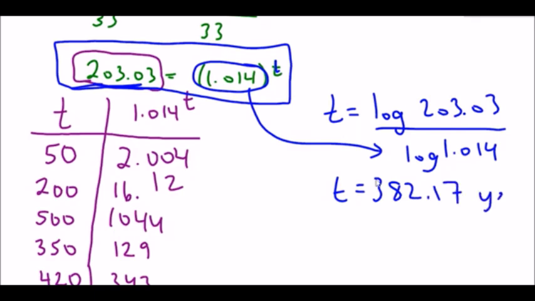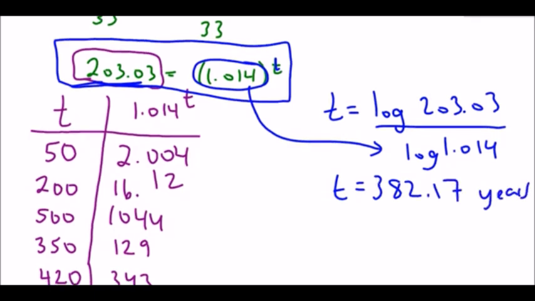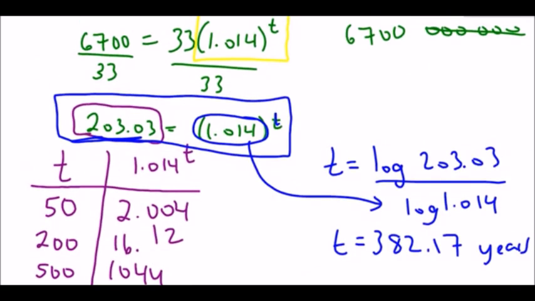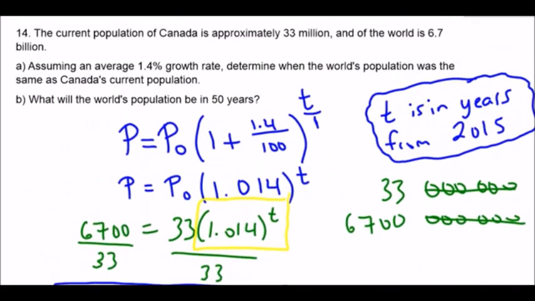382.17 years. So my guess and check method got me 382, and that log method got me 382. So I'm pretty confident in my answer. Oh, and then the second part of the question says, what will the world's population be in 50 years? So that's a pretty straightforward question. In 50 years, so right now, the world's population is 6.7 billion at a growth rate of 1.4%.